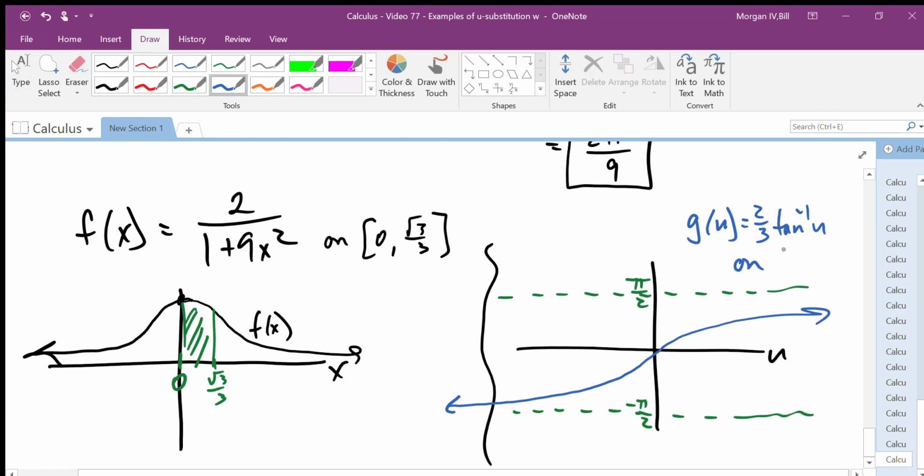And I'm going to look at this on 0 to root 3. So from 0 to, say, root 3. And it's that area. And although they're different graphs, different functions, different bounds, you get the same area either way.